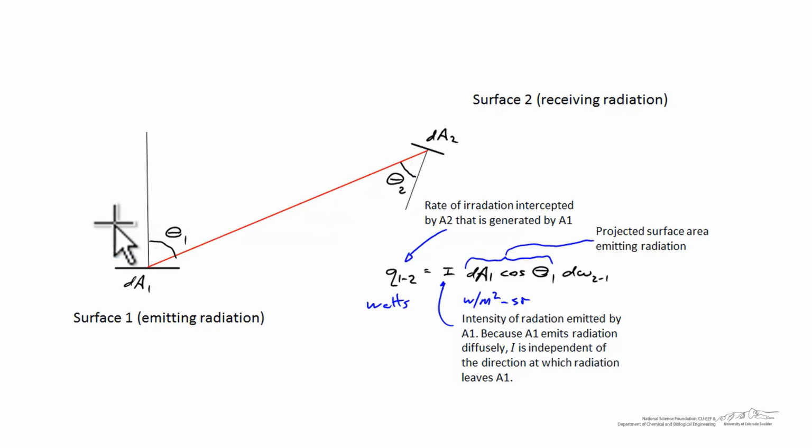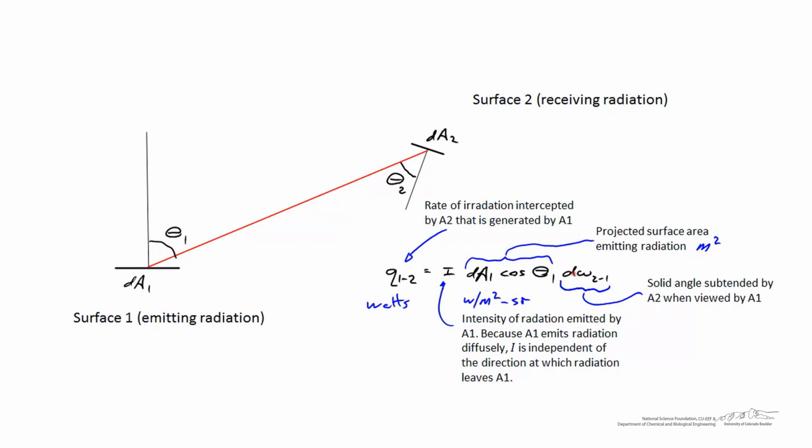But as it is, theta 1 in this case looks like it'll be about 60 or 70 degrees, something like that. And if we took A1 and tilted it 90 degrees to the ray, theta 1 would be equal to 0. Cosine theta 1 of 0 would equal 1, and the projected surface area would simply be this surface area. And finally, we've got this d omega 21, defined as the solid angle subtended by A2 when viewed by A1. So in essence, this d omega is the size of the target.